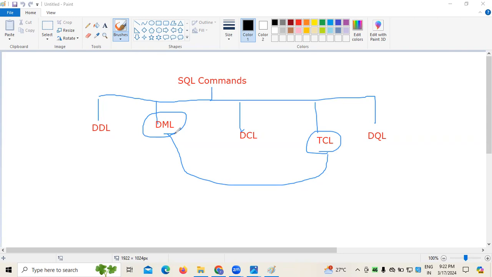The next point, savepoint. This is the one which is used to roll the transaction back to a certain point, without rolling back the entire transaction. Understood? Clear?